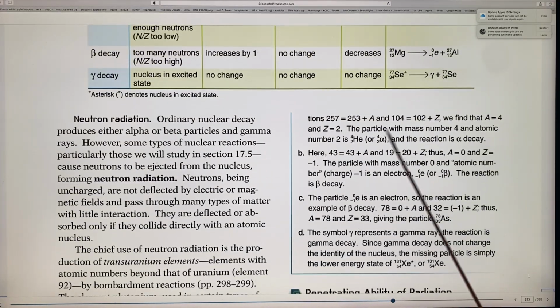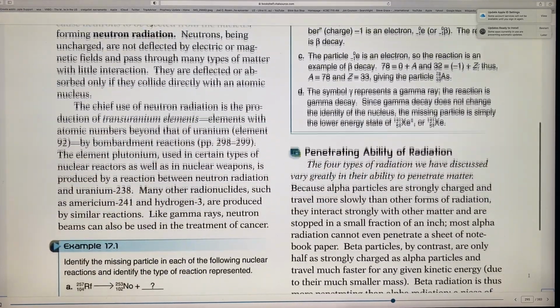Of course, emitting an electron is going to be beta decay. So here the particle has no mass change, and a negative charge, which is the electron. So you're going to write it as 0 over negative 1, electron, or you can use beta or electron, however you want. But anyway, here's what you're going to write. So let's go on to the next one.